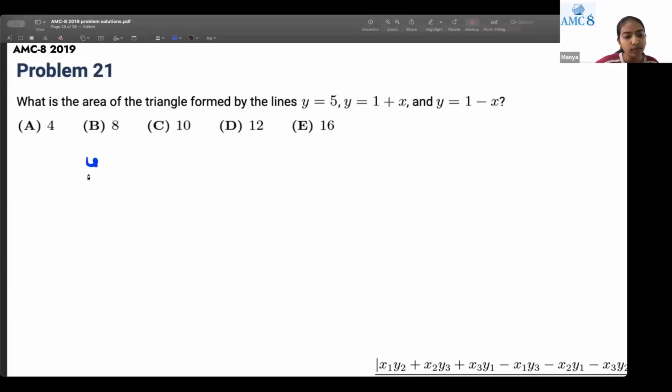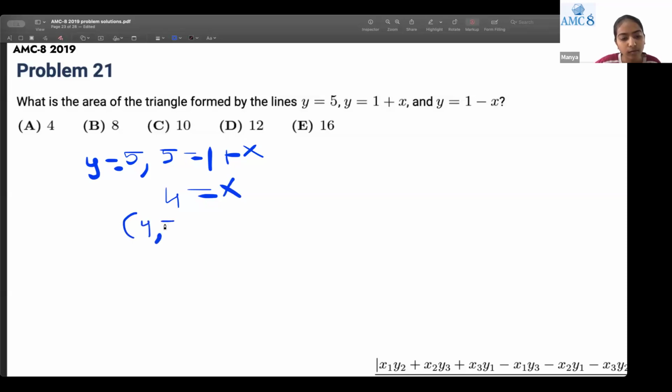So y equals 5, and we can substitute the value for y, and we can find out x. So 5 equals 1 plus x. 4 equals x minus 1, so 4 equals x. Therefore, our first coordinate will be equal to 4, 5. Our next coordinate, well, let me just put this right here. I'll draw the triangle.